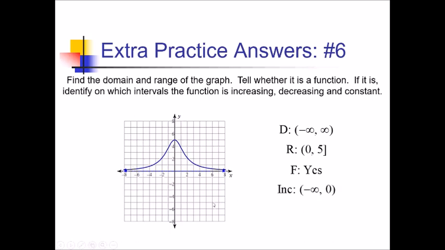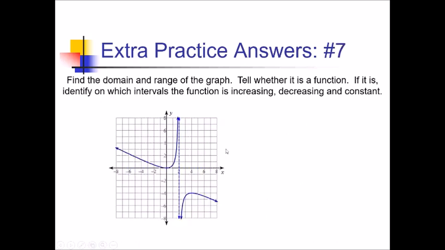Now for the decreasing interval, after we get to 0, we start going down, and we're going down forever. Even though we never actually get to 0, we are decreasing at a slower and slower rate, but still decreasing. So we're going to say from 0 to positive infinity for the decreasing interval.